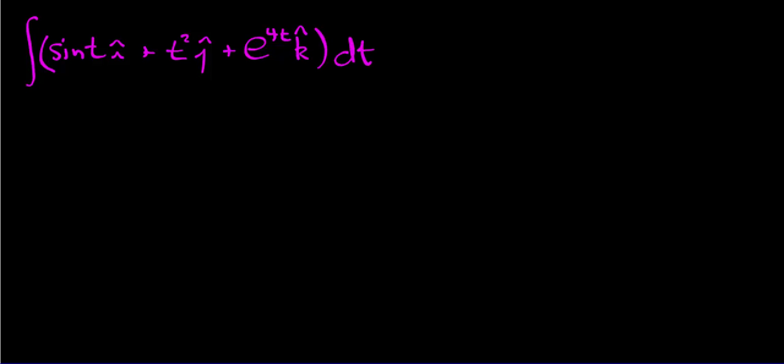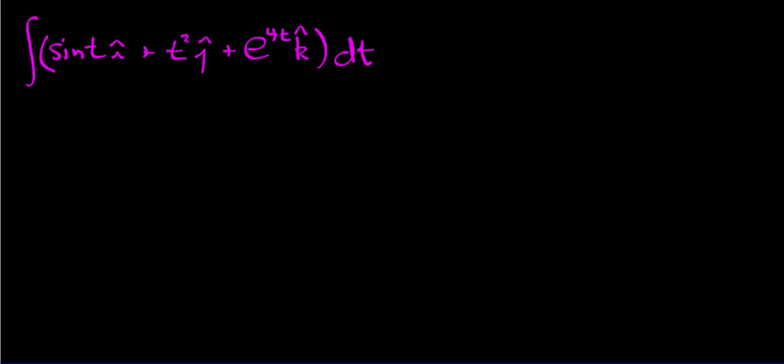Now we take a look at integrals of vector valued functions. So let's suppose I've got this vector valued function. Let's suppose I've got, let's say, sine t i plus, let's say, t squared j plus just e to the 4t k. Suppose we've got this in parentheses, dt. How do we deal with that?